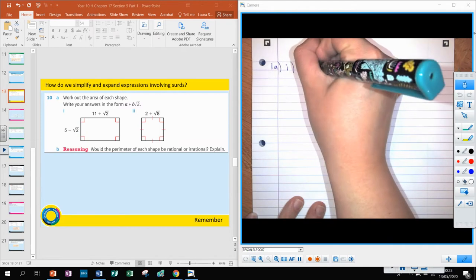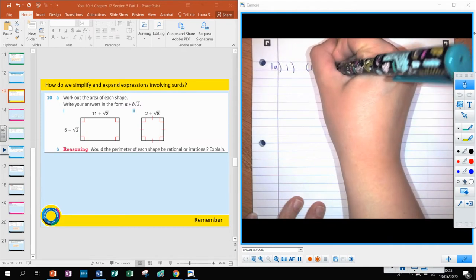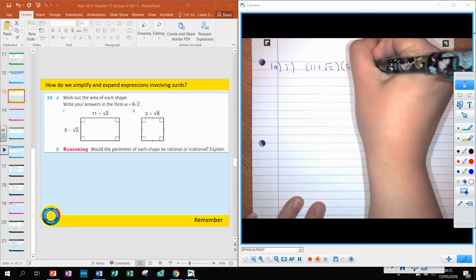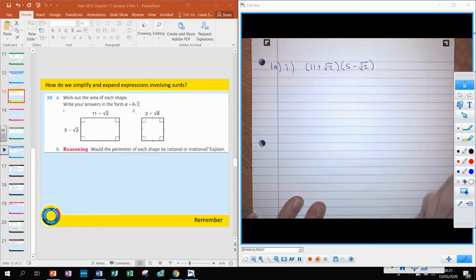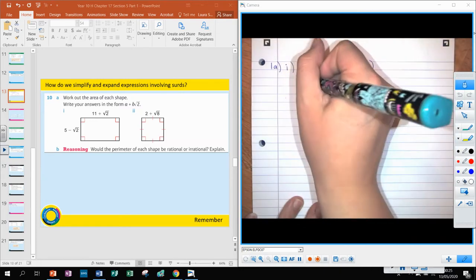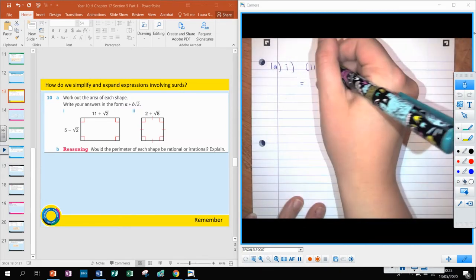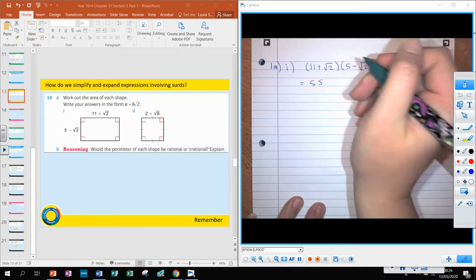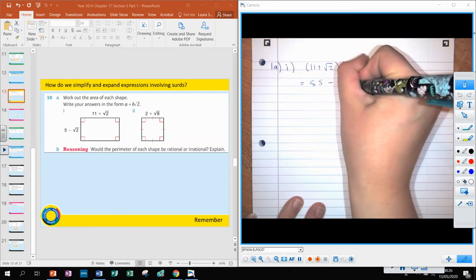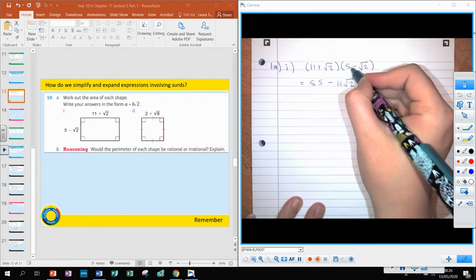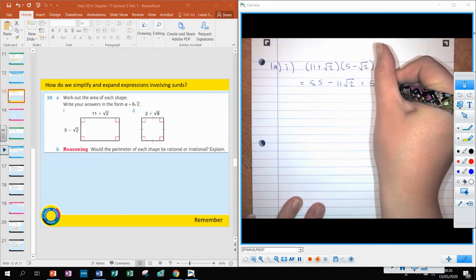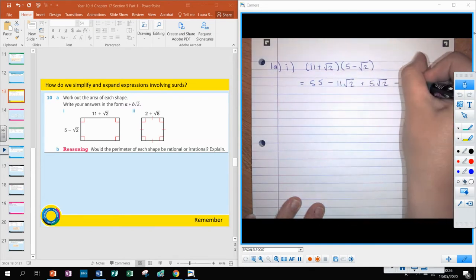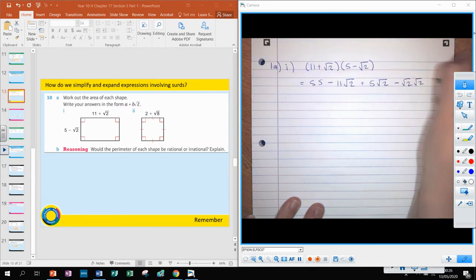If we want to find the area of this, we're going to take 11 plus root 2, and we have to multiply it by 5 minus root 2 because it's a rectangle, length times width, to get the area. Now we're going to expand, so 11 times 5 is 55. 11 times negative root 2 is minus 11 root 2. Root 2 times 5 is plus 5 root 2. And root 2 times negative root 2 is minus root 2 root 2.